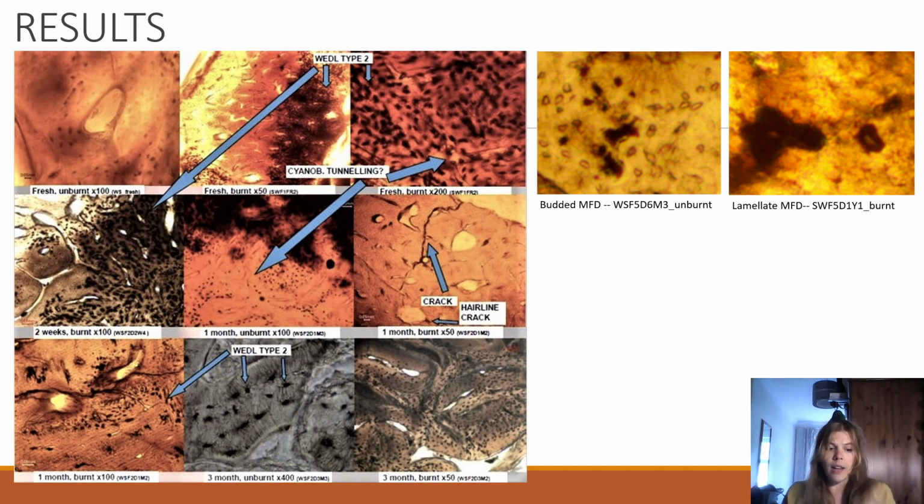So let's look at some of the selected histological images from different postmortem intervals of the unburnt and burnt bones. The first one on the left is an unburnt fresh control bone, and right next to it, two fresh burnt bones. As you can see, we have these little features that resemble spiders.